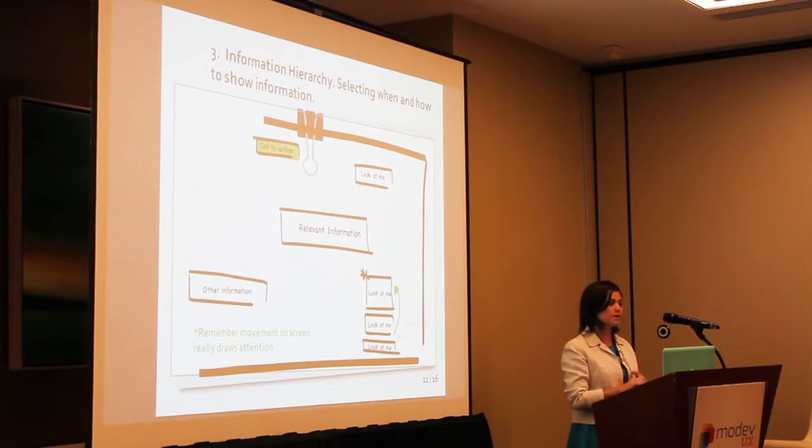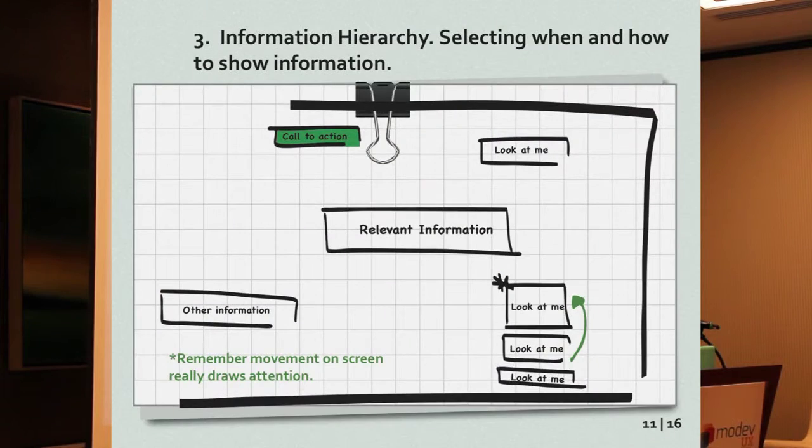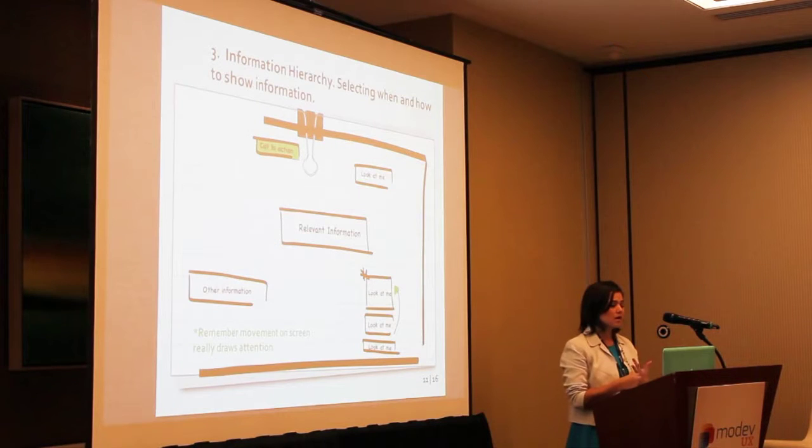And this is important. For example, Twitter lets you know that there are new updates that came in, but it doesn't automatically scroll your screen because you would lose what you're reading. So this is something that you have to think about: when are you going to show the information to the user, and how are you going to do that? Remember that movement on the screen really draws the attention of the user, so even if you have things moving at the bottom of your right-hand screen, it's going to distract the user from the relevant information that is at the center or at the top of the page.